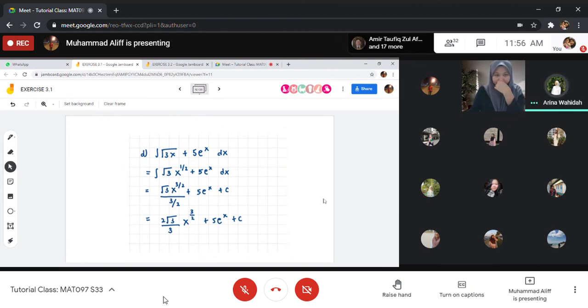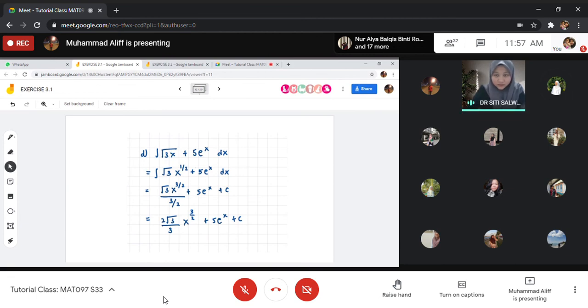Me, Doctor. Okay. So the question is integrate 3x square root 3x plus 5 exponential x. So I bring out the x and make it power 1 over 2. And then I integrate, I will get square root 3 x to the 3 over 2, over 3 over 2, plus 5 exponential x plus c. So 3 over 2 I bring up, so I get 2 square root 3 over 3, x to the 3 over 2, plus 5 exponential x plus c.